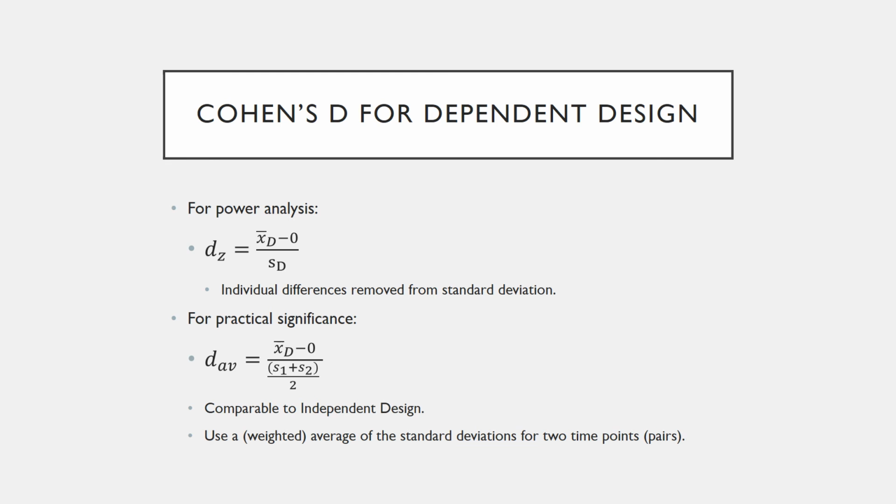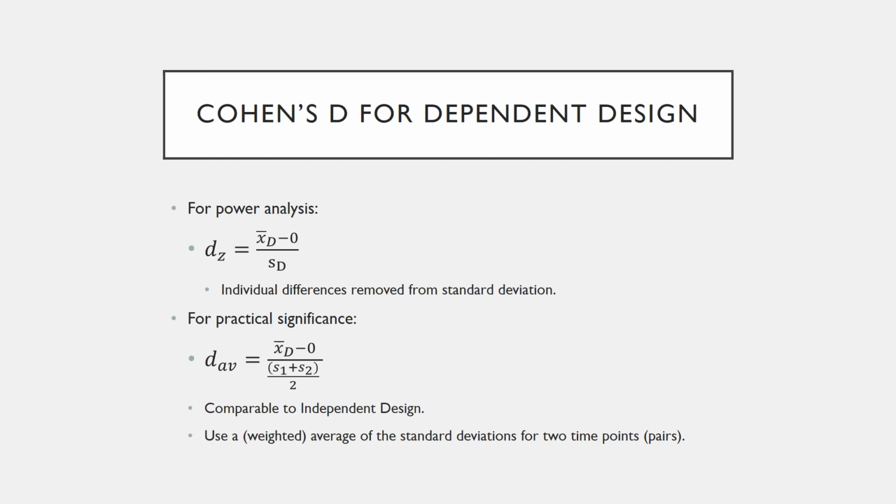If instead you wanted to know the practical significance, if you want to know, okay, yeah, it's statistically significant, but is this really any use to me? Then you want to use this second formula, which is DAV, which means Cohen's D average, basically referring to averaging the standard deviations. So the top looks the same. It's the average of the difference scores minus 0, or whatever comparison value you had in your hypothesis test. And then you're going to divide by the average of the standard deviations.